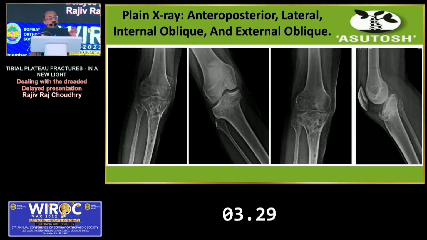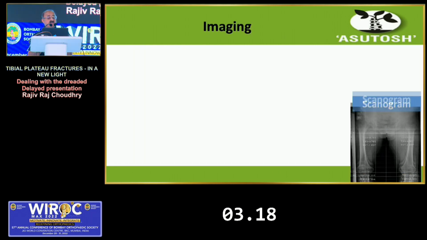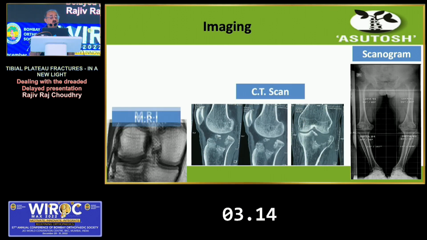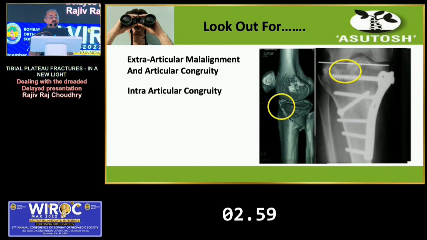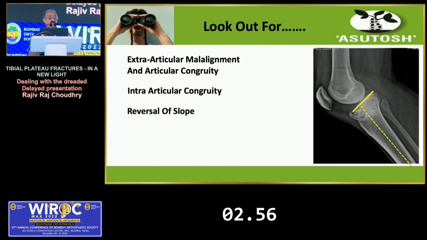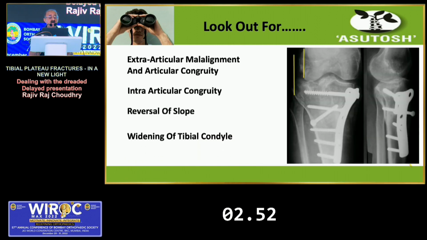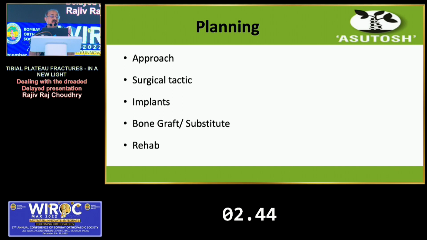So when you approach this, you should study, you should have all the 4 views, AP, lateral, the oblique views as well. Despite the fact you're going to have a scanogram, you're going to have a CT scan, and also at times, not always, an MRI scan. Now on these pictures, imaging, you look out for your extra-articular alignment and the articular congruity. Again, go into the details if there is any incongruity. Look at the slope on your lateral view and look for widening. So if you are looking for these 5 things, that should help you plan out your approach, your tactic, your implants, and what other things you would need.